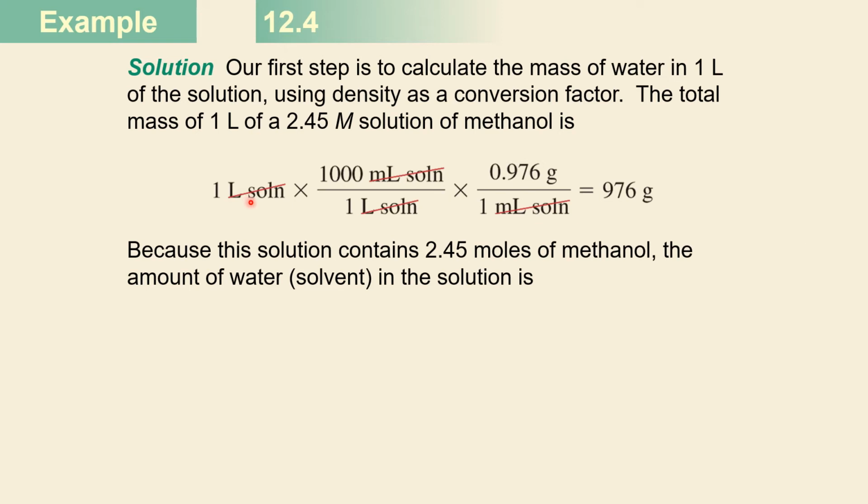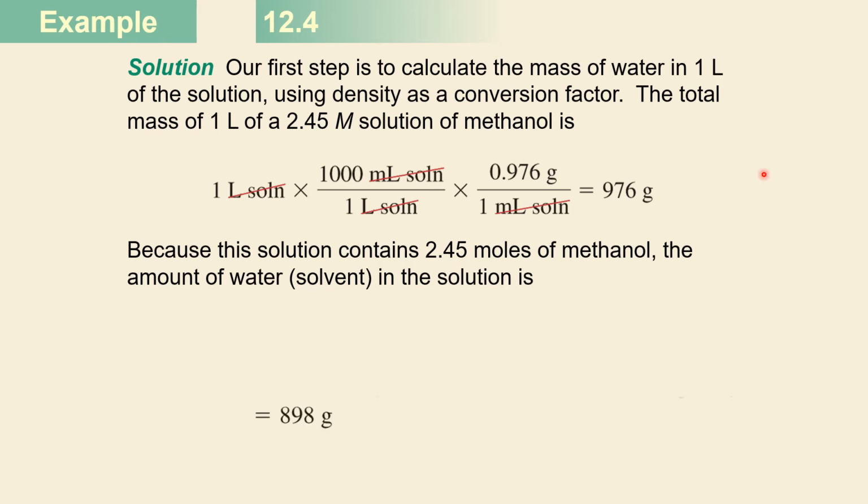1 liter of solution converted into milliliters makes it 1,000 ml, right? And then we have this density of solution, so we can say, okay, in 1,000 ml of solution, we have 976 grams. However, that's solution. Moles of methanol have a mass. So in order to get to simply the mass of the solvent, we're going to have to take the mass of the solution and subtract the mass of the methanol.